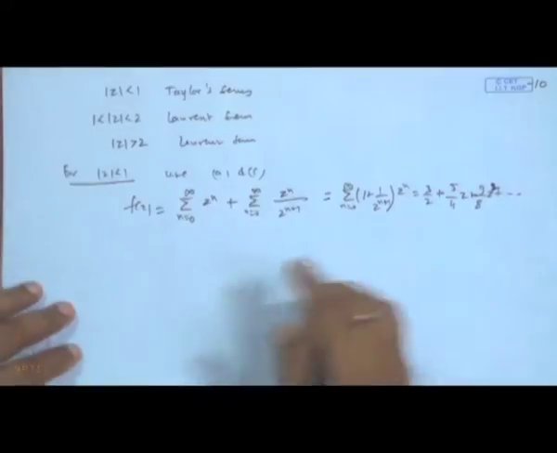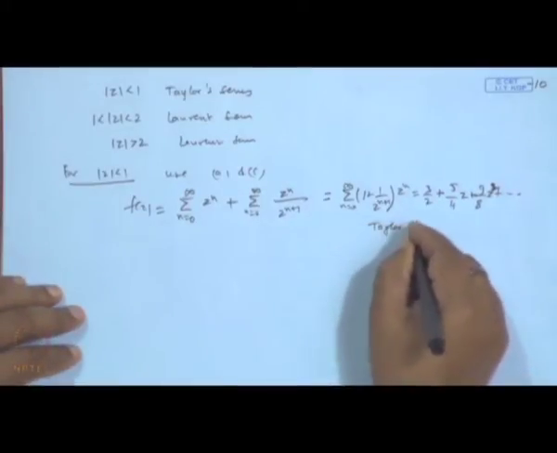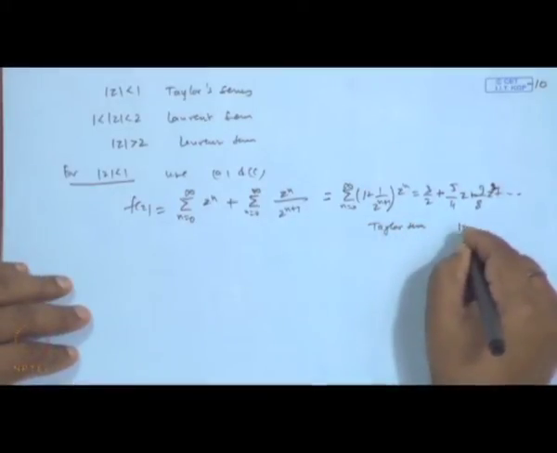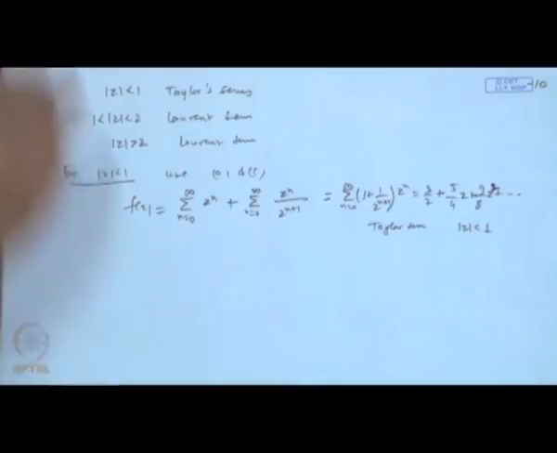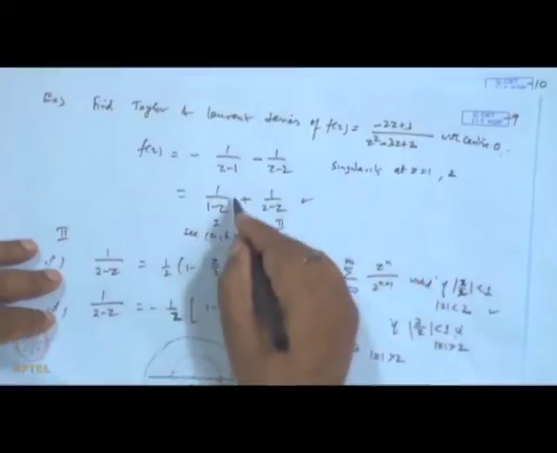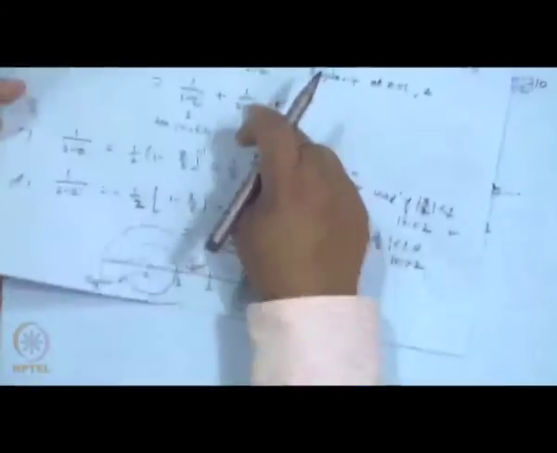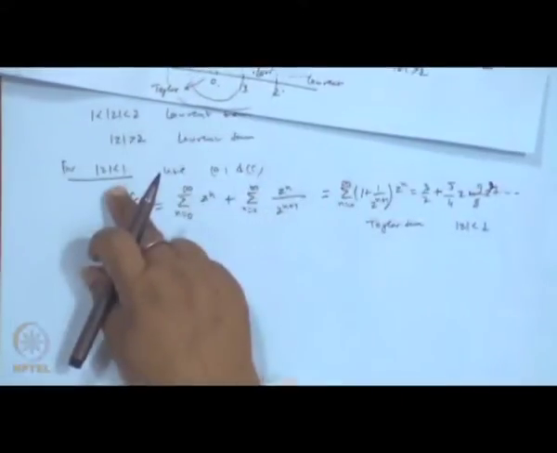So, this is the Taylor series expansion inside the circle mod z less than 1, because this function f(z) consists of two parts. Corresponding to this part we get this expansion, and corresponding to the other part we have this expansion inside the region.